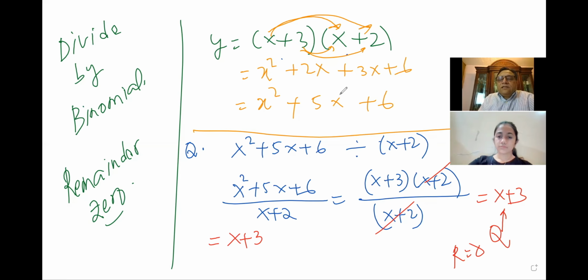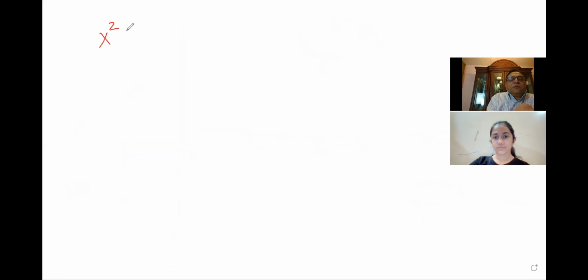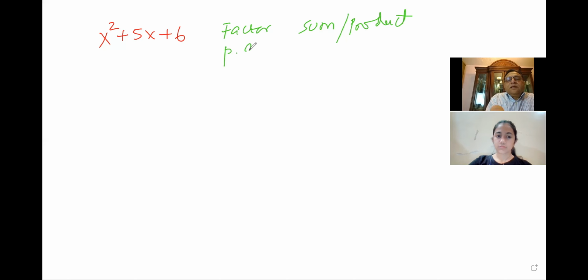So let me rewrite x squared plus 5x plus 6 on a new page, and let's try to understand it. We could factor this. How will you factor this? Sum and product, right? Yes. You remember? So we want a product of two numbers p and q as 6, and we want the sum of these two numbers as 5, correct? The two numbers which will work are 3 and 2. 3 times 2 is 6, and when you add, you get 5.